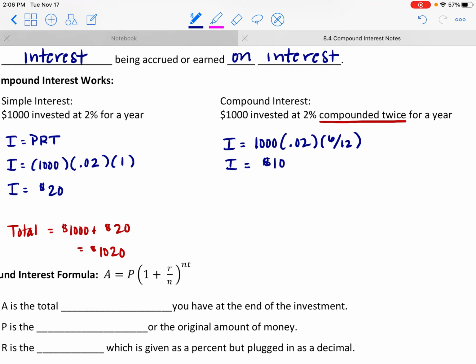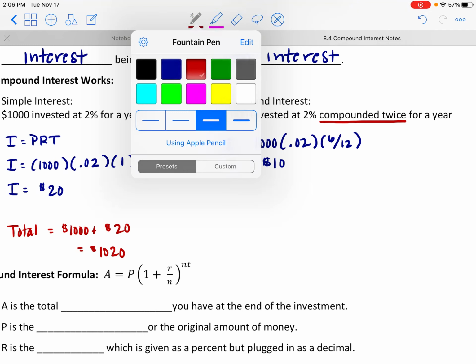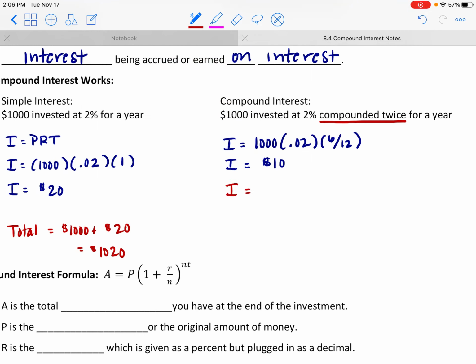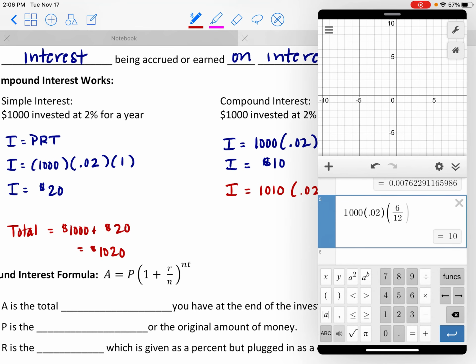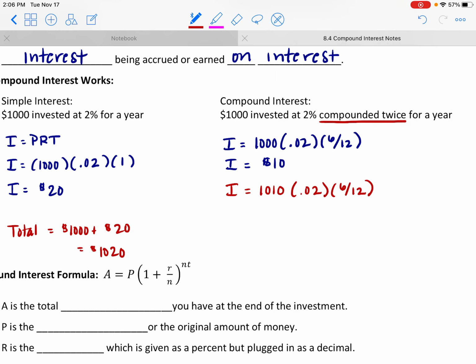Now, before we calculate the interest for the second 6 months, that $10 interest gets added into the principal amount. So on the second round here, our interest is going to be on a new principal, which is $1,000 plus the 10, so $1,010. And we're still at 2%, and now we want to know what's the interest going to be for that next 6 months. Okay, so for the next 6 months, again, this is going to be $1,010 now. Now we have $10.10. So the interest earned here is $10.10.